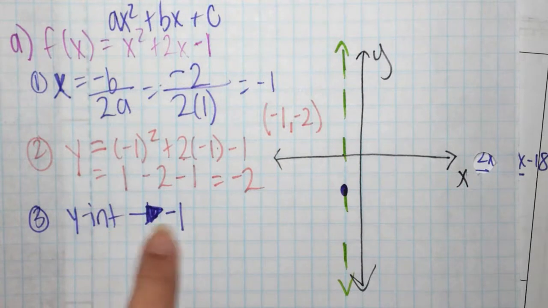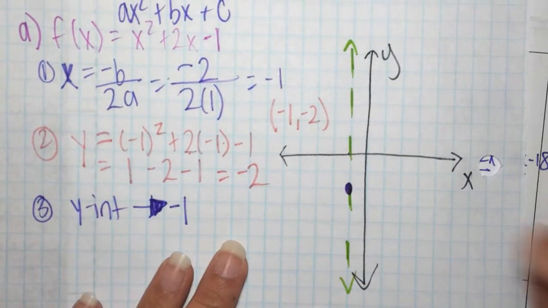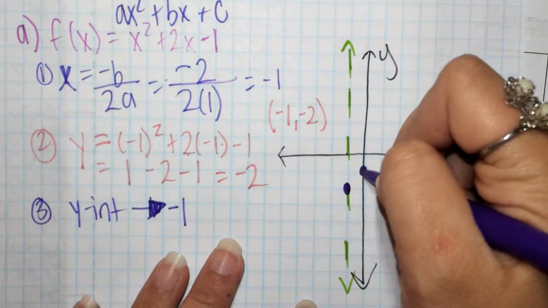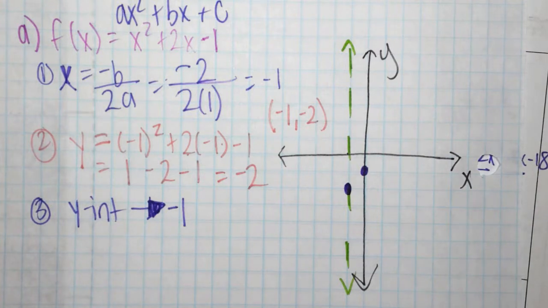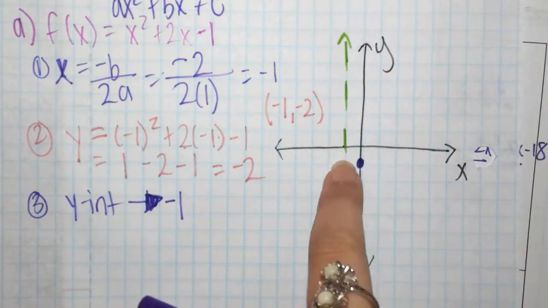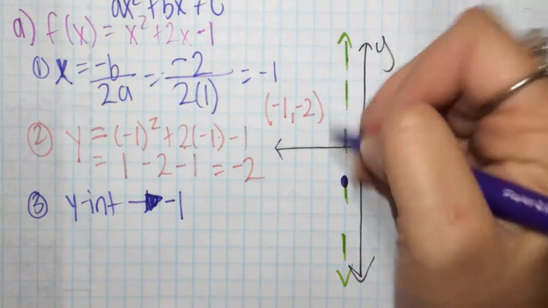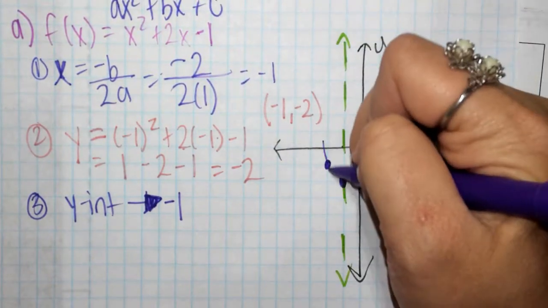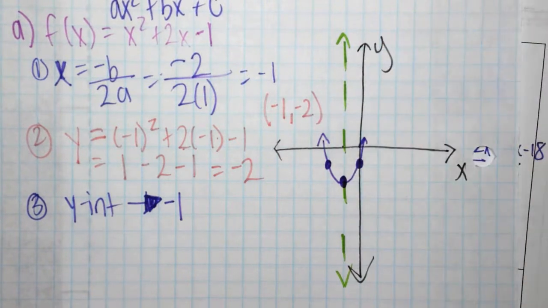Alright, now we need to plot our y-intercept. What's our y-intercept? Negative 1. Now remember, we reflect it. Yes, very good. We reflect across this axis. So if it's 1 unit away, that means it's 1 unit away over here. When you make it, it makes a U.